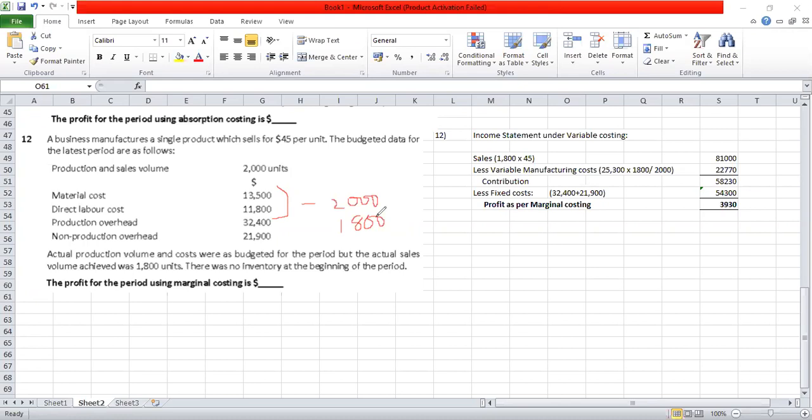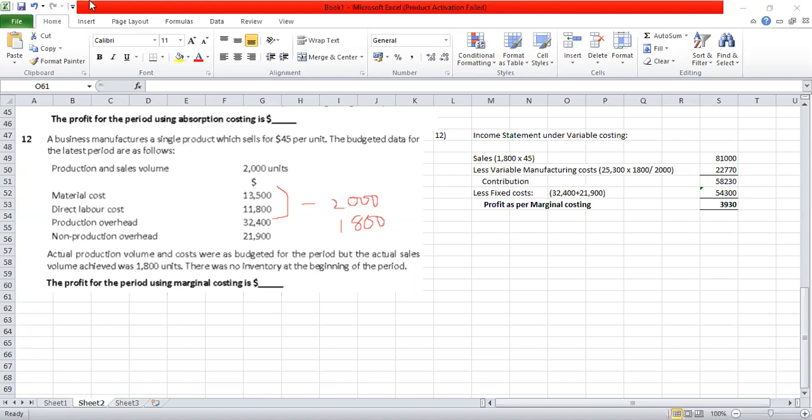Okay, please look at the solution here for the 12th one under variable costing. What is the solution? So solution looks like this one. Sales is 1800 into 45 less variable manufacturing cost, which is 25,300 into 1800 divided by 2000. We have it as 22,770. That's called contribution minus fixed cost. There are two different fixed costs. One is production overhead and another one is non-production overhead. Add them up, it is 54,300. When that is deducted from the contribution, we have the profit as per marginal costing, which is 3,930.